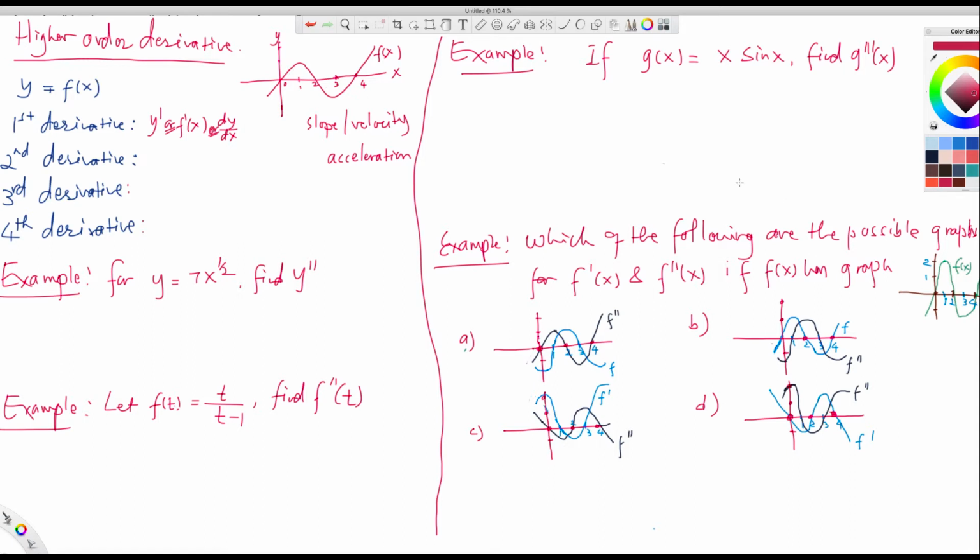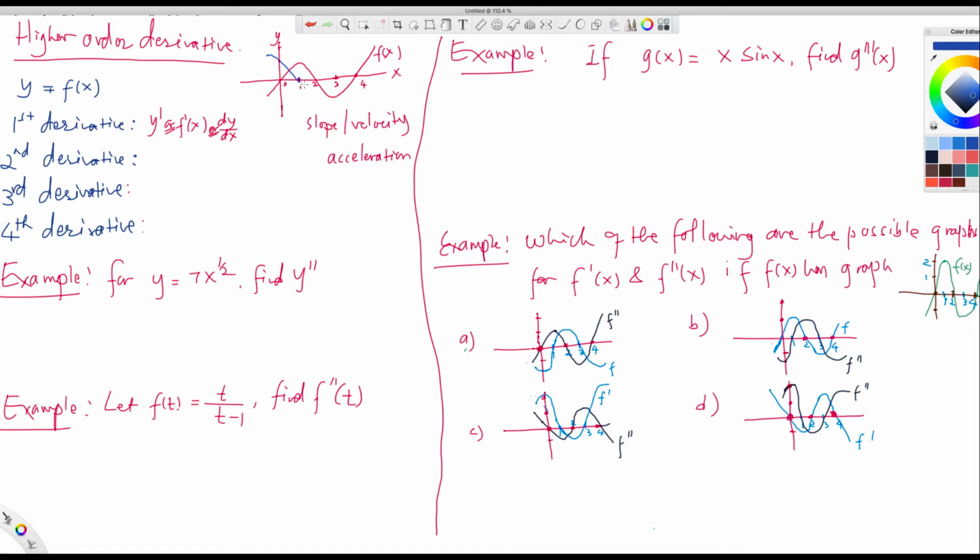So how would the graph look like? For the graph of f prime of x, look at this. The function is increasing left to 1. So left to 1, the graph of f prime must be above the x-axis, because that must be positive. Why? Because left to 1, the function f is increasing.